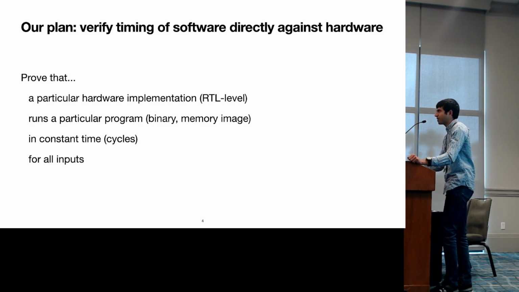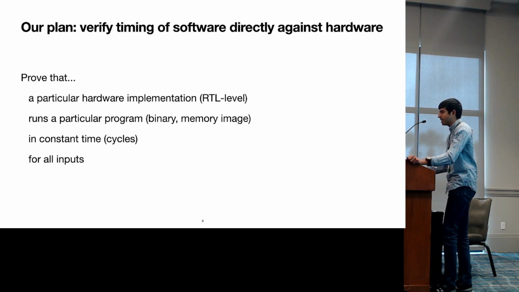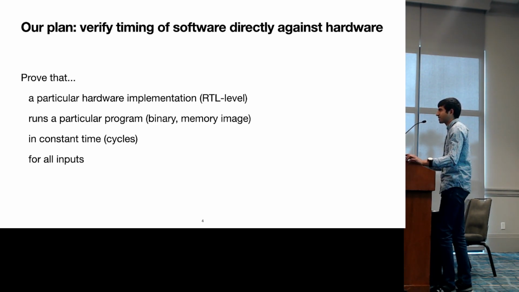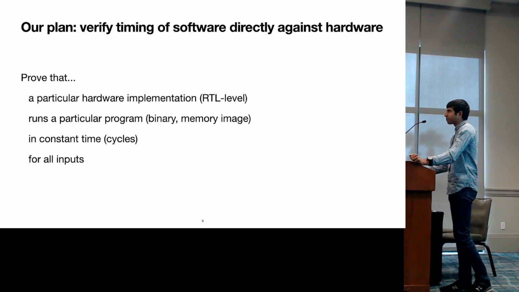So our plan is to cut out the middleman and do something wild, which is verifying the timing behavior of software directly against a particular hardware implementation. What we want to do is prove that a particular hardware implementation, and here we're really talking about a cycle-level model, we have the RTL, runs a particular program, a particular binary, in constant time.